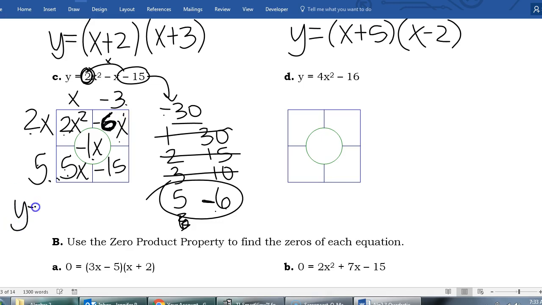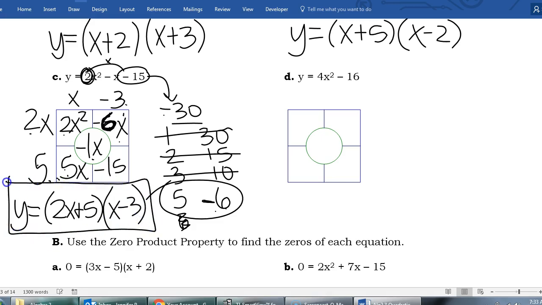Anyway, I can write my answer now. I'm going to write one term from the side. 2x plus 5 gets its own set of parentheses. And then x minus 3 gets its own set of parentheses. And that is done.